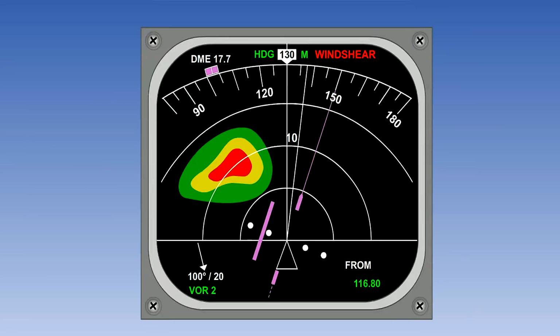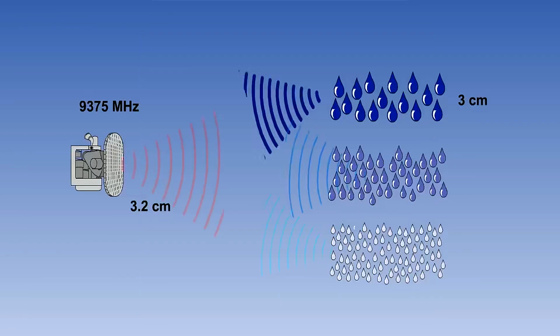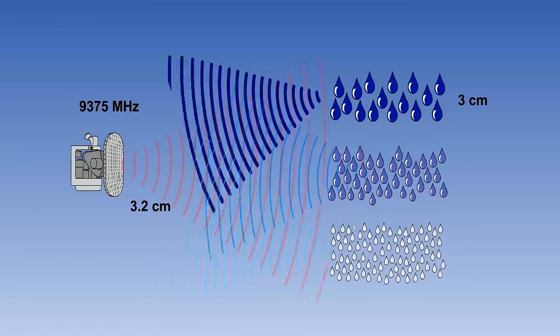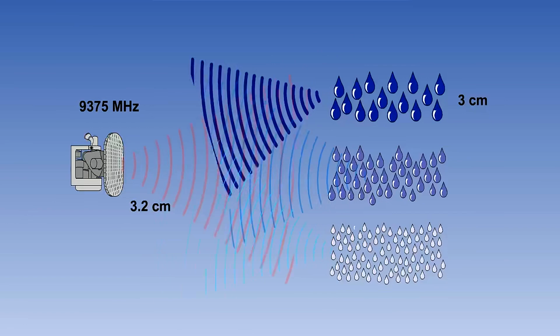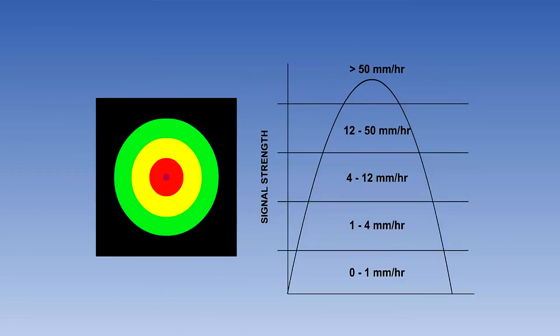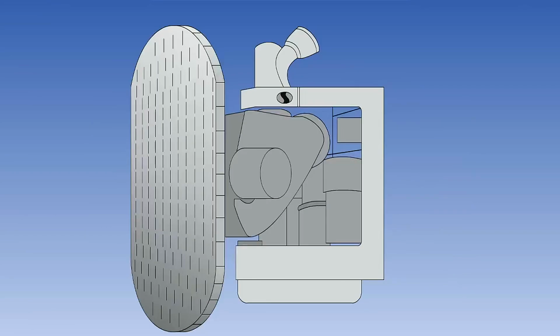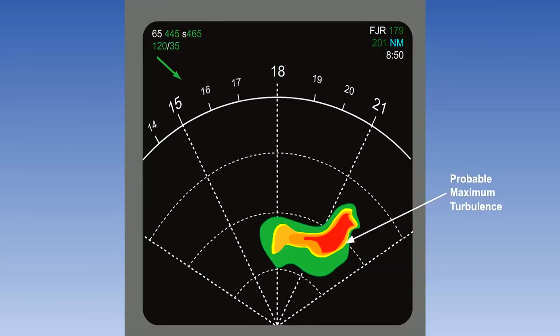Let's summarize this lesson. The frequency used is 9375 MHz because it gives good returns from large water droplets and heavy precipitation. The color gradation indicates the water droplet size. Green is the smallest, then yellow, red, and finally magenta, which is the largest. The scanner is stabilized to the earth horizontal in pitch and roll. Turbulence is indicated either by a steep color gradient or by a magenta coloration.